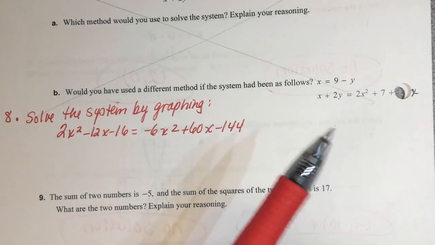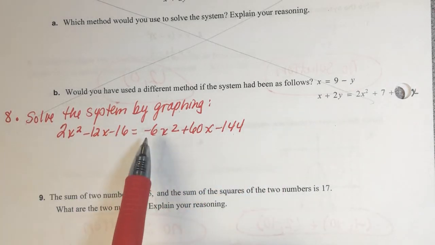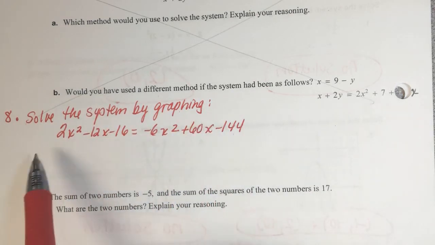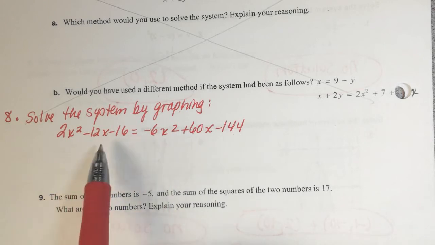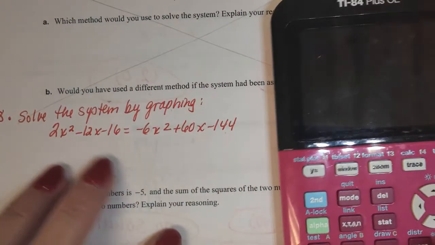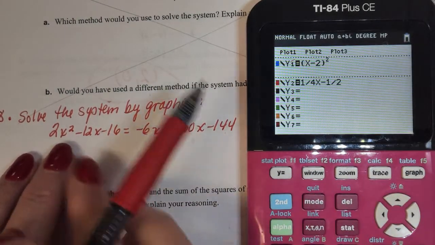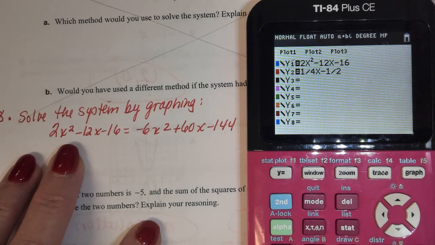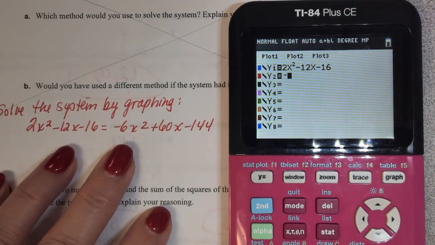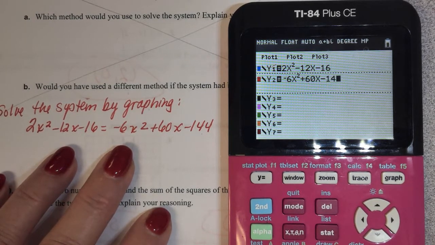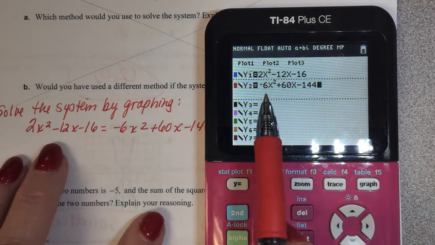Now, for this one, do I have a y value that I'm solving for? Is there any y in this problem? So I'm not solving this for x and y. I'm just solving this for x. Okay? But I can still use my calculator because I can plug this in for y1. So I'm going to put in 2x squared minus 12x minus 16. Into y2, I'm going to put in negative 6x squared plus 60x minus 144. Make sure I got that in right.